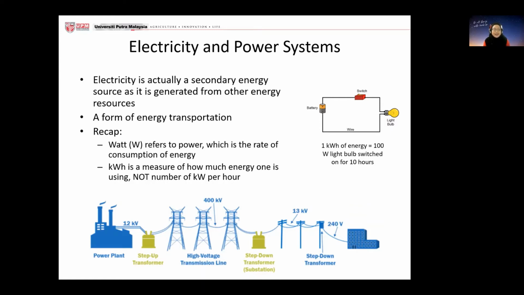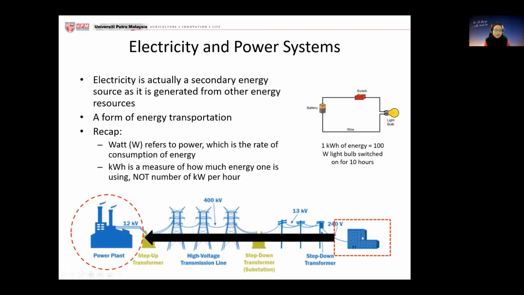So thinking back again to the power plants, right? How exactly electricity is generated. So like I mentioned before, it's a complex system, but don't worry, we are going to look further into that, okay? But basically, we have to think back to what we are using, okay? Imagine this is a house, all right? And actually it goes through a number of different systems, okay, from the source, which is the power plant, right?